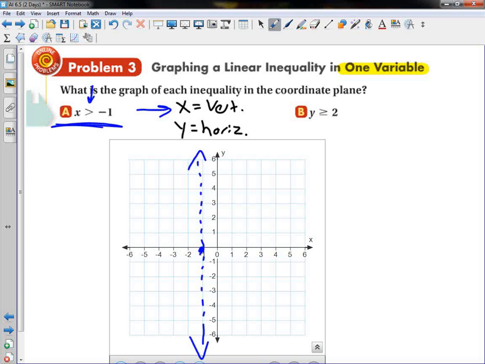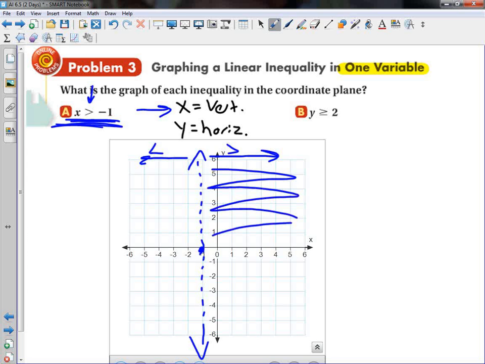Now I need to shade. Okay? Now, we were talking about shading as above or below, but when we have a vertical line, there's not really an above or below. There's a to the right and to the left. Well, here it says x is greater than -1. Okay? So it makes sense that going to your right is greater than, and going to your left is a less than. So we're going to shade to the right side.